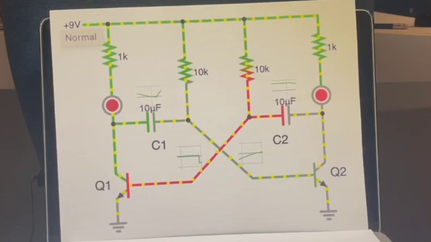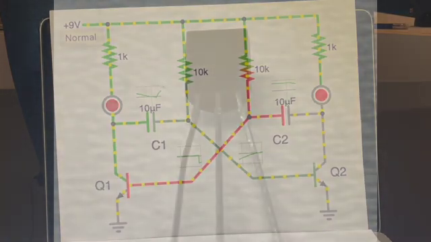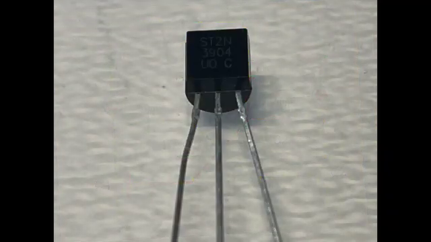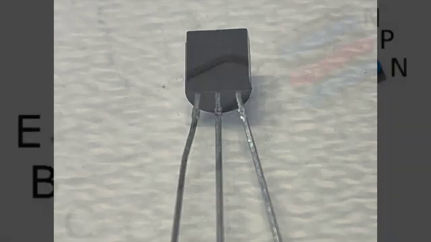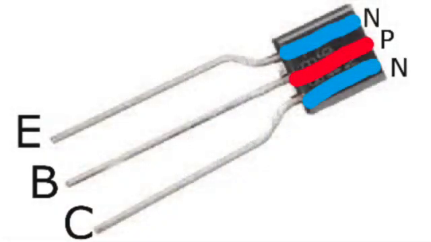This is the circuit diagram for the analog oscillator. The first step in understanding this circuit is understanding how a transistor works. A transistor consists of three leads: the emitter lead, the base lead, and the collector lead.